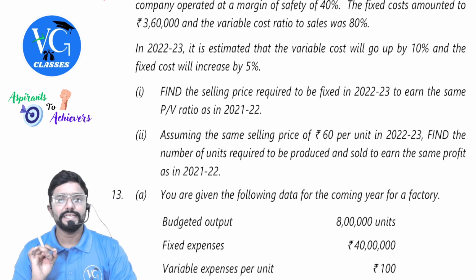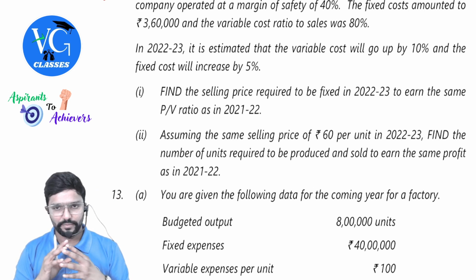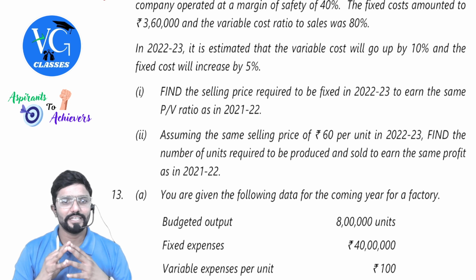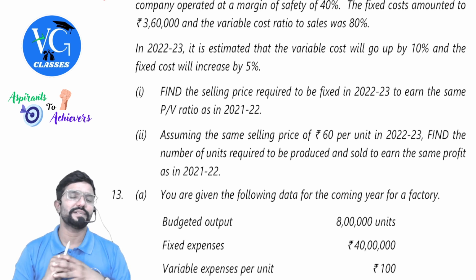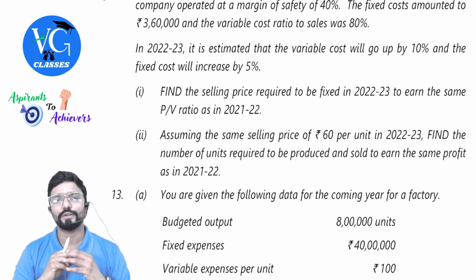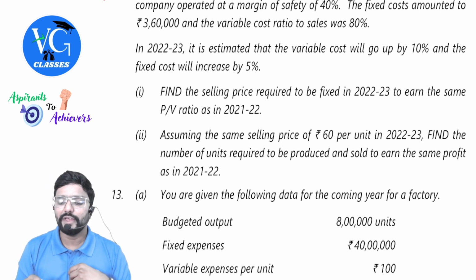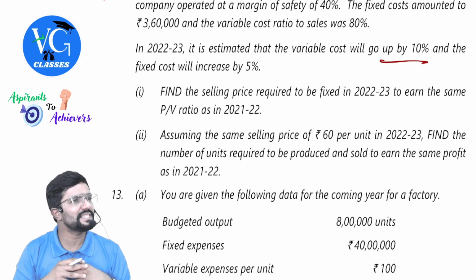In 22-23, it is estimated that the variable cost will go up by 10%, and the fixed cost will increase by 5%. Some changes. We had done one question on this, you remember, revised break-even sales and all similar to that. Find the selling price required to be fixed in 22-23 to earn the same PV ratio as in 21-22. Sir, how come same PV ratio? Variable cost is changing. Maybe they will adjust it in the selling price.